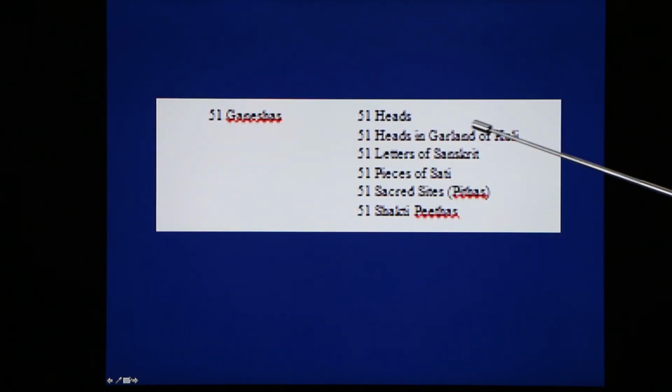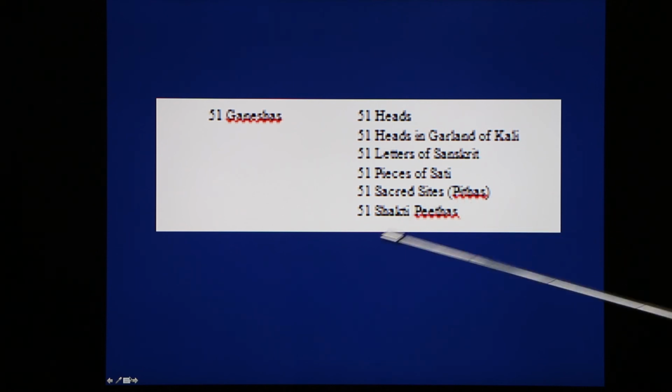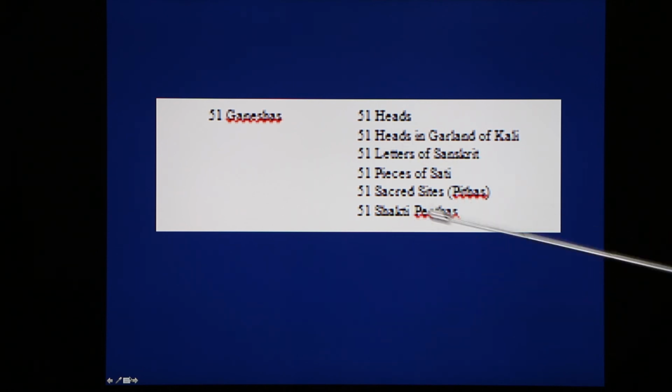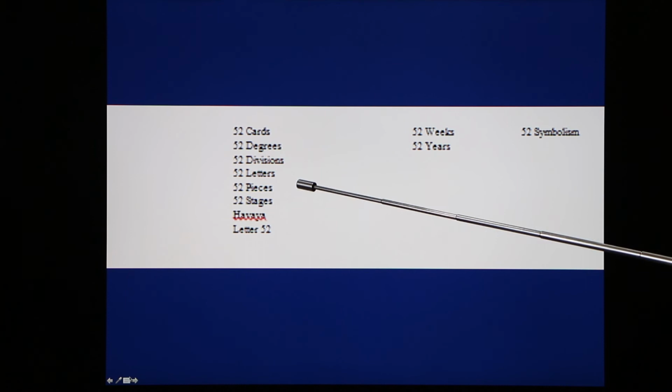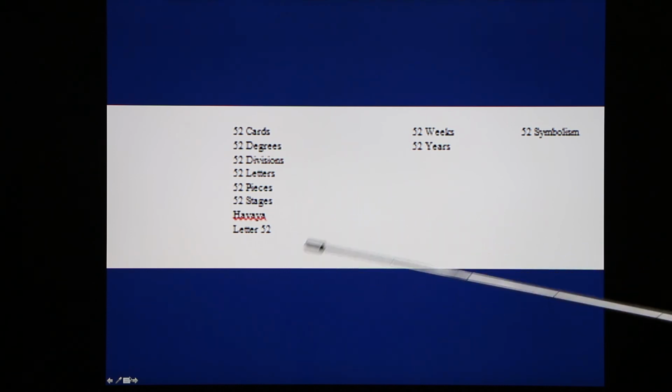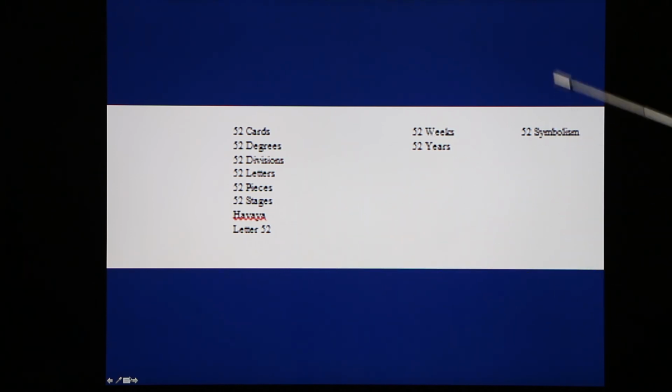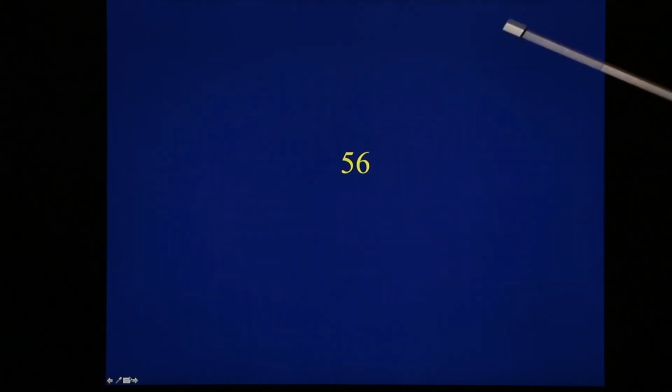51: heads in the garland of Kali, letters of Sanskrit, pieces of Sati, sacred sites, or the pithas, and then the Shakti pithas, another way. And of course, 51 Ganeshas. 52: cards, degrees, divisions, letters, pieces, stages, weeks, years, and again a whole symbolism.